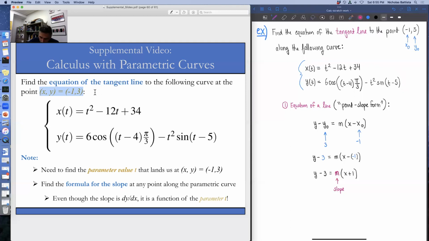So the next thing we do in these problems is identify what in that equation of a line we're still looking for. In this case, it's the value of the slope. So let's see if we can figure out what that is next.